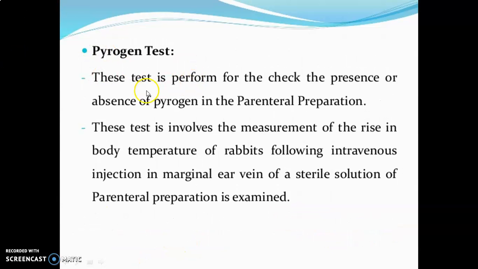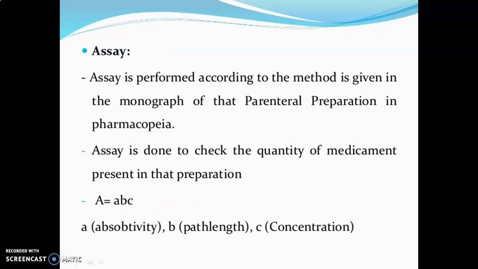Then the pyrogen test. This test is performed to check the presence or absence of pyrogen in the parenteral preparation. This test involves the measurement of the rise in body temperature of rabbits following intravenous injection, that is IV injection in the marginal ear vein, of a sterile solution of the parenteral preparation being examined.